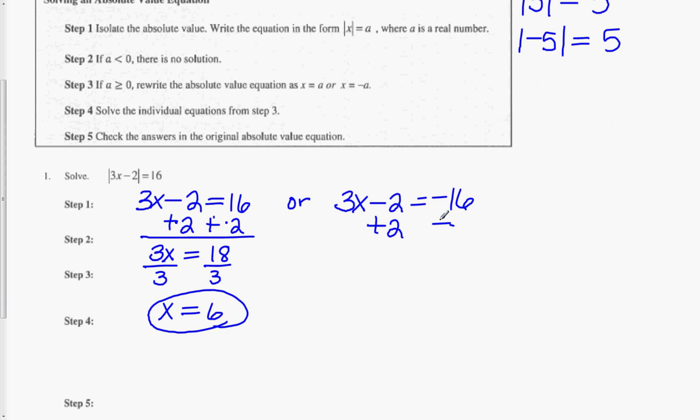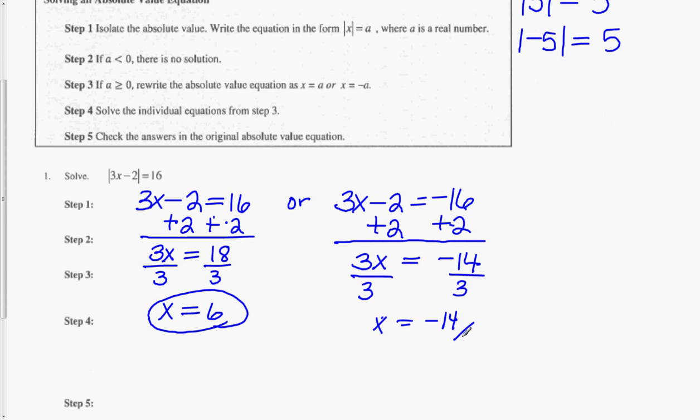All right, so on this one, I'm going to do the same thing. I'm going to add 2 to both sides, but I'm going to get something a little different on the right. So this time I've got 3x equals negative 14. We're going to divide both sides by 3. So my other answer is going to be negative 14 over 3. Two options because we have an absolute value.